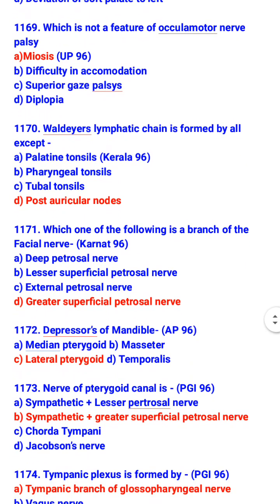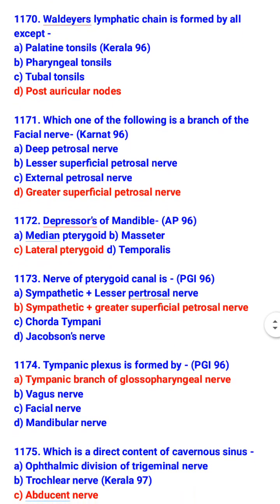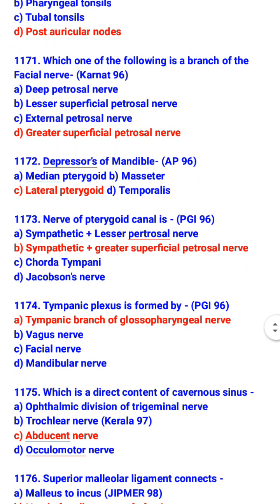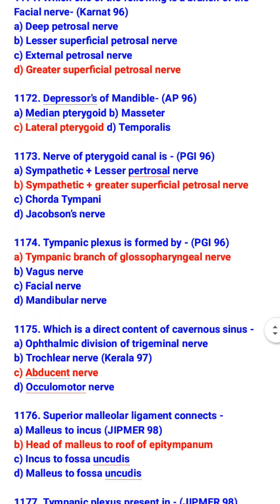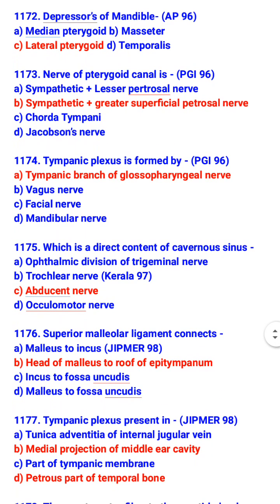Which one of the following is a branch of facial nerve? Greater superficial petrosal nerve is a branch of facial nerve. Depressor of mandible is lateral pterygoid. Nerve of pterygoid canal is sympathetic plus greater superficial petrosal nerve. Tympanic plexus is formed by tympanic branch of glossopharyngeal nerve, which is the direct content of cavernous sinus, abducent nerve.